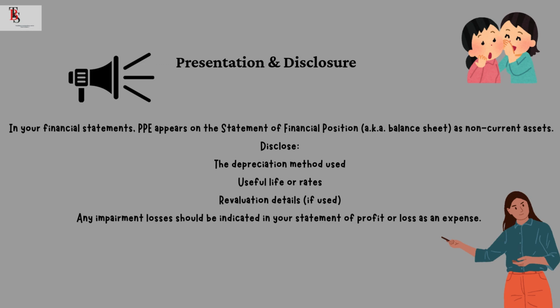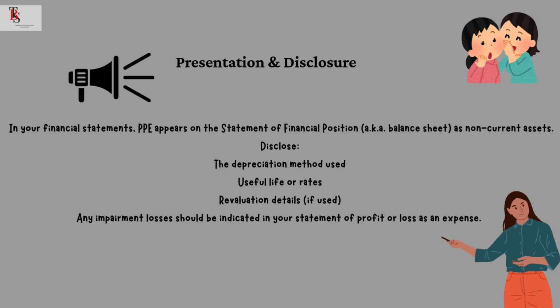When presenting PPE in your financial statements, it shows up under non-current assets on the balance sheet. That's your statement of financial position. But it doesn't stop there. You also need to disclose a few key details, like the depreciation method you're using, how long the asset is expected to last, and whether it's been revalued. Oh, and if it's been impaired or lost value over time, that needs to be shown too.